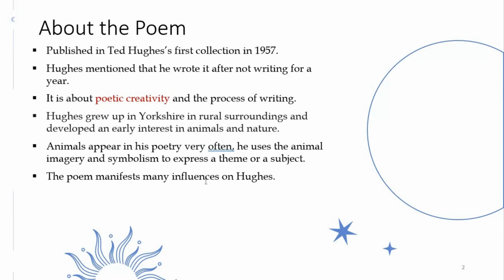The poem manifests many influences on Hughes. This is what we are going to see later. We are going to connect this poem with other poems of poets that we know. If we read Hughes's biography, we are going to see this piece of information that tells us that Hughes was hugely influenced by a group of poets. He mentions them, and we will see that the poets he was influenced by also use animal imagery, nature poetry, something like this. So we can say that this is part of the influence of these poets on him.